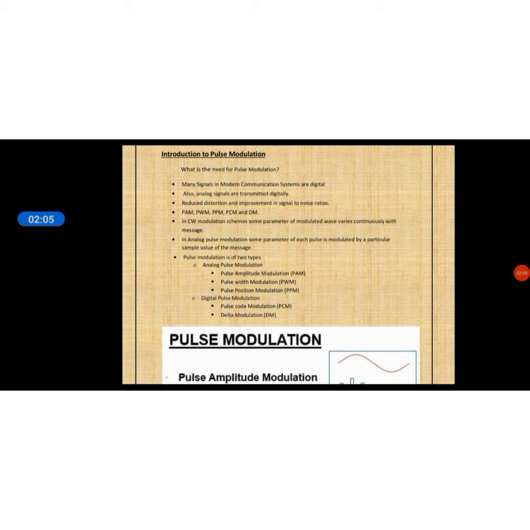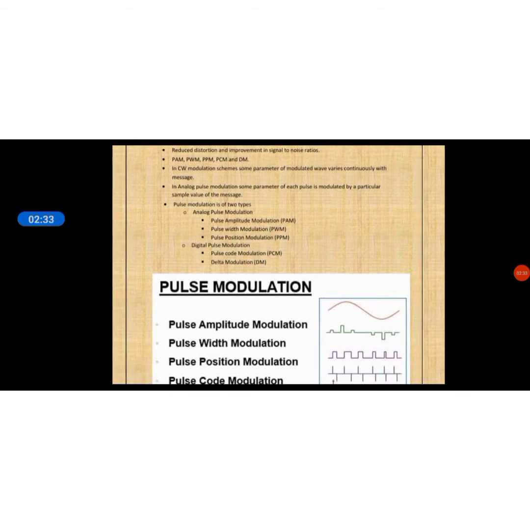In analog modulation, both are represented as continuous time signals, but pulse modulation is also a kind of modulation. It is the process of changing the characteristics of the pulse carrier with respect to the message signal. This is the definition of pulse modulation. I am repeating: the pulse of the carrier is varied with respect to the message signal.